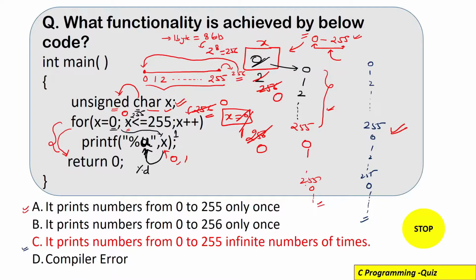I think you have understood the explanation. This was the main concept: you should know the range of the unsigned character variable, and only then can you solve this question correctly.